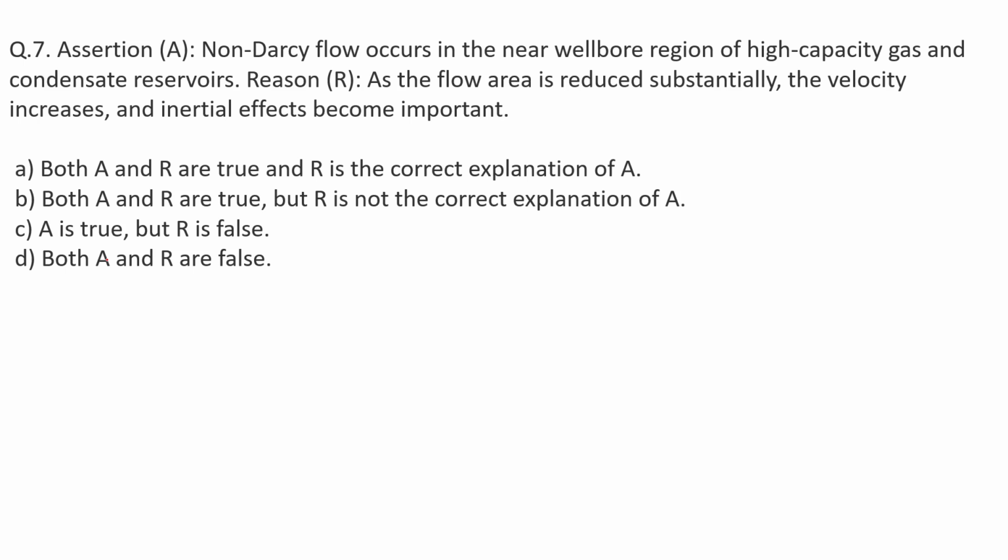Question number 7 has a statement given. Assertion statement A: non-Darcy flow occurs in the near wellbore region of high capacity gas and condensate reservoirs. And the reason R is given as: as the flow area is reduced substantially, the velocity increases and the inertial effects become important. So the options are: A, both A and R are true and R is the correct explanation of A. Option B, both A and R are true, but R is not the correct explanation of A. Option C, A is true but R is false, and option D, both A and R are false. So any idea what the answer for this question will be?